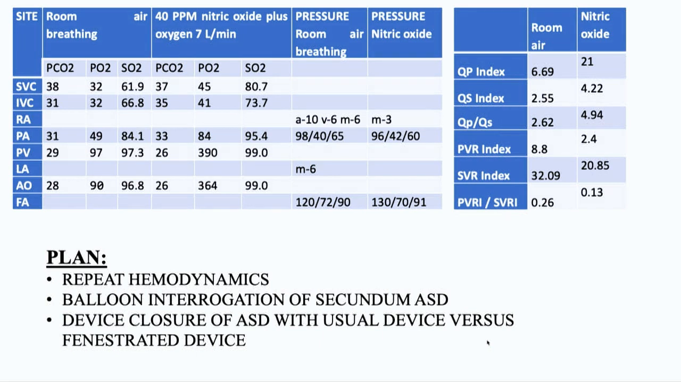The basal PVRI was recorded to be 8.8 Wood units meter square, which on nitric oxide showed a significant reduction to 2.4. And PVR to SVR went from 0.26 to 0.13.